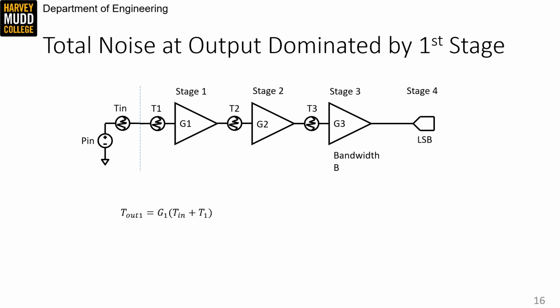We can calculate the noise temperature that the first amplifier emits by referring T in and T1 through the power gain of the first stage. That output noise becomes the input for the second stage. So the output noise of the second stage is given by referring the output of the first stage plus the temperature of the second stage through G2. This means T in and T1 have an amplified impact on T out 2 because they've seen two gains, while T2 has only seen one gain, just G2.